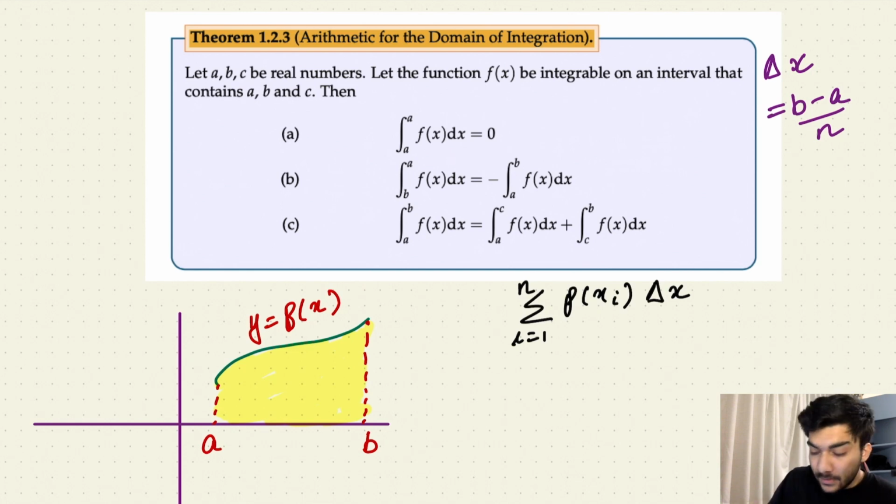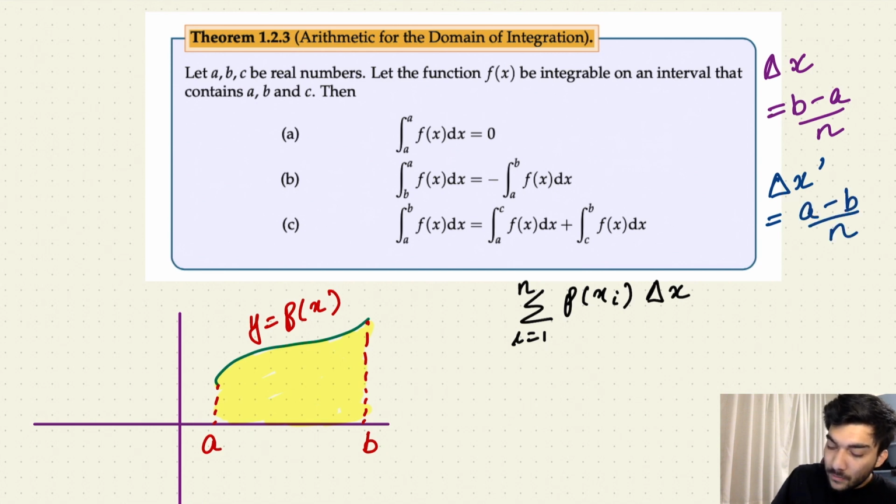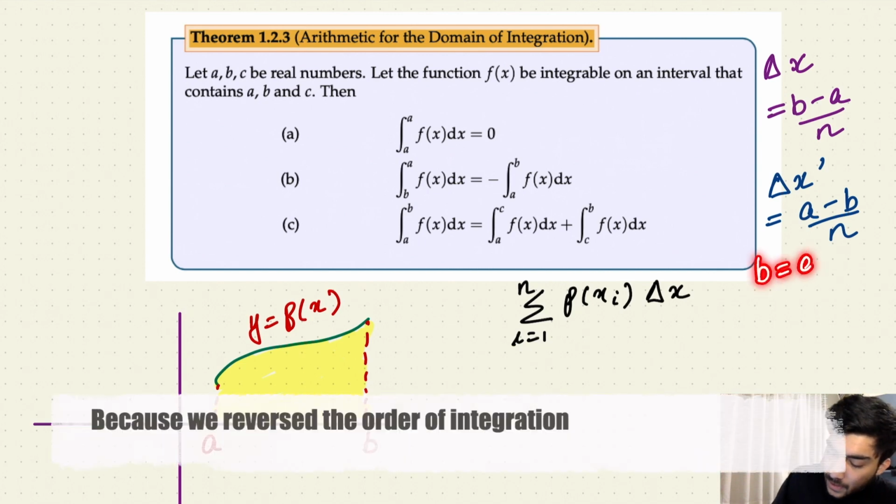But what matters in this case is delta x. Since delta x is (b minus a) over n when you're taking the definite integral from x equals a to x equals b, it's (b minus a) over n. But if I reverse my endpoints, my delta x would also be reversed, right? Because now my new delta x, if I denote it with delta x star, would become (a minus b) over n, because in this expression my b is a and a is b.